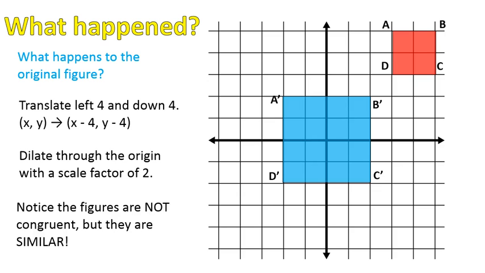These figures are not congruent, but they are similar. All right, so in other words, they have certain properties that are the same. Their angle measurements are the same. Their proportion of their sides is the same. Okay, these are similar figures, but they aren't congruent. They're not exactly the same size.